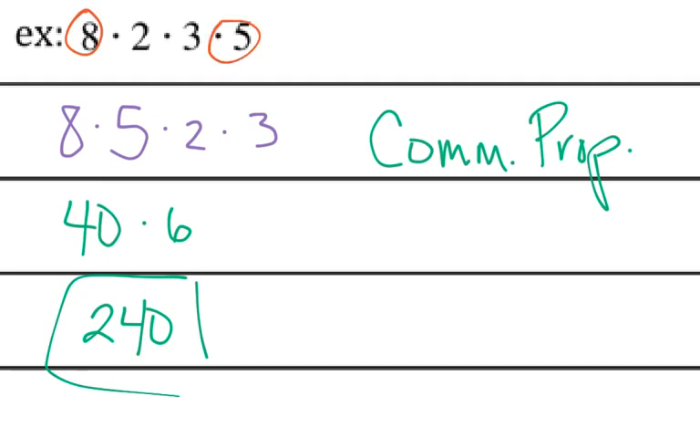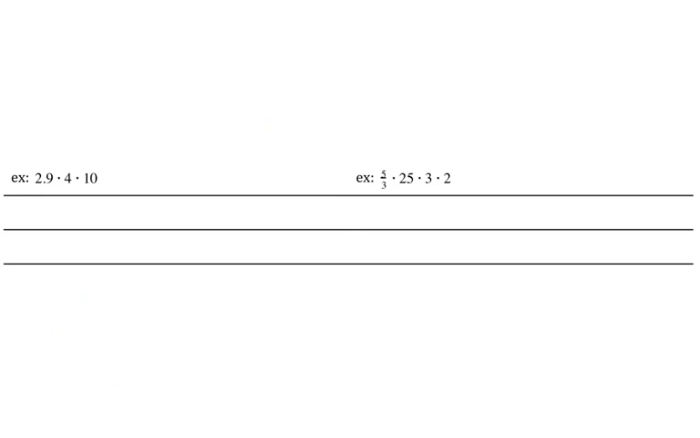But 8 and 4, those partner up nicely because I will get 40. I'll get something that ends in a 0. And then maybe you did 40 times 2 next. No big deal. Then you would have gotten 80 times 3 is 240. But, you know, I like to combine things and limit my number of steps. So I did 2 times 3 to get 6. And I would call that the commutative property as well. A couple more problems. Let's see.